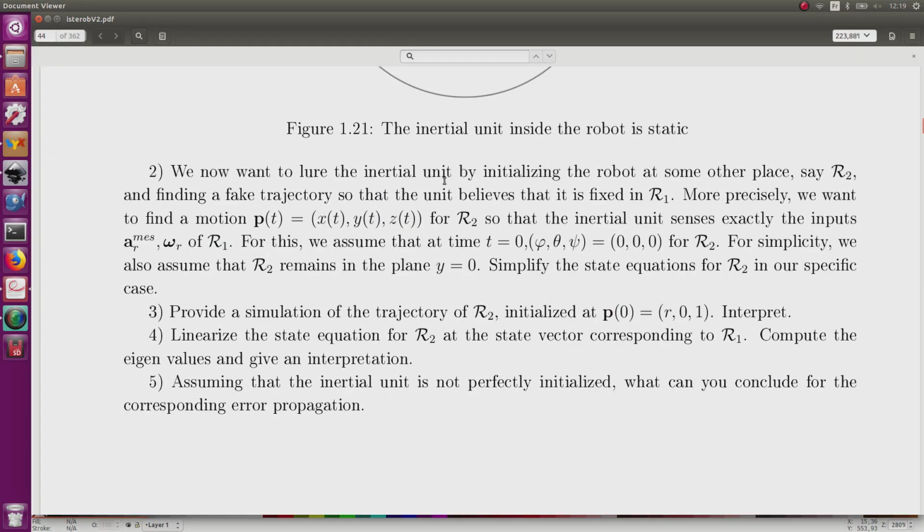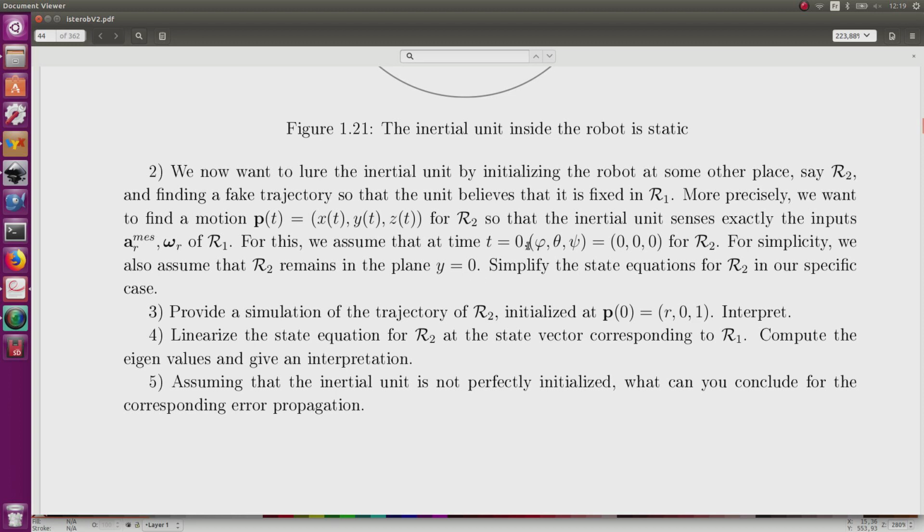Question number 2. We now want to fool the inertial unit by initializing the unit at some other places. So we want to find a fake trajectory for this unit, or for this robot, so that it believes that it stays in R1, so fixed. It should feel exactly the same acceleration and the same rotation. So in this question we ask to find such a trajectory.